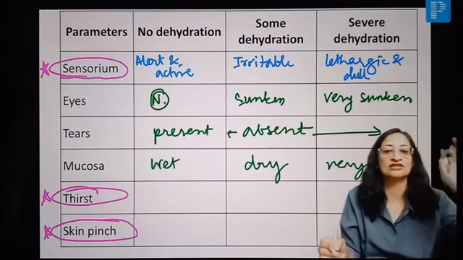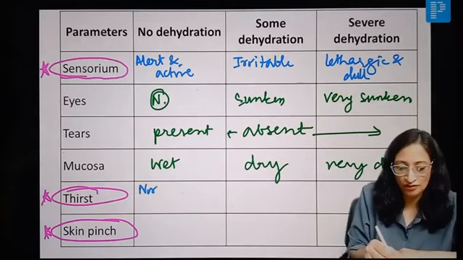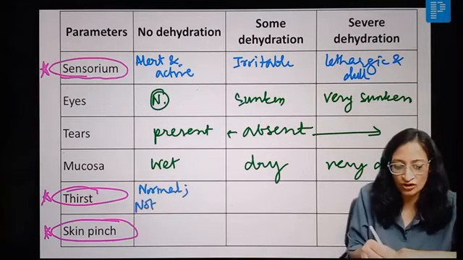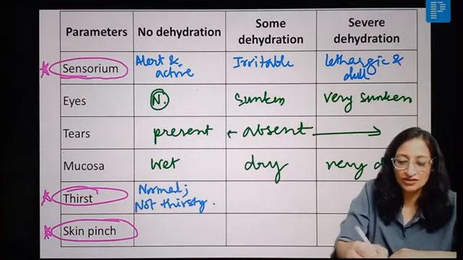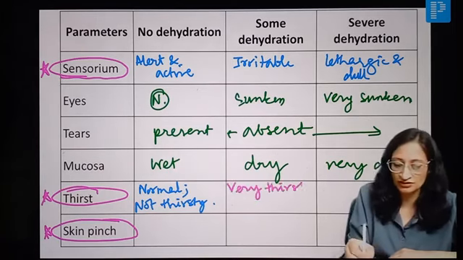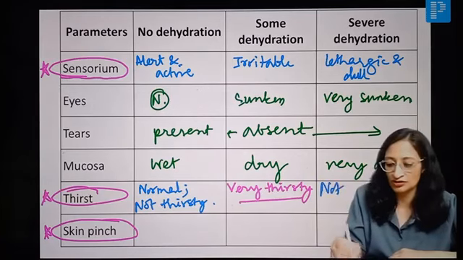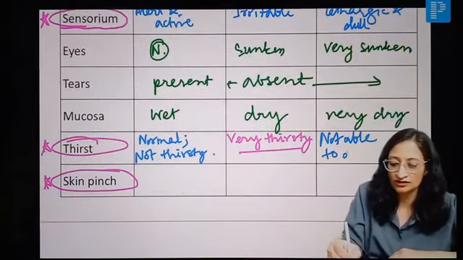But as I told you, the most important things are sensorium, thirst, and skin pinch. We saw the sensorium. What about the thirst? In no dehydration, the child's thirst is normal. The child is not excessively thirsty. In some dehydration, the child is very thirsty, wants to drink a lot. Excessive thirst is there. While in severe dehydration, the child is not able to drink. The child is so dull, the child is not able to drink or breastfeed.